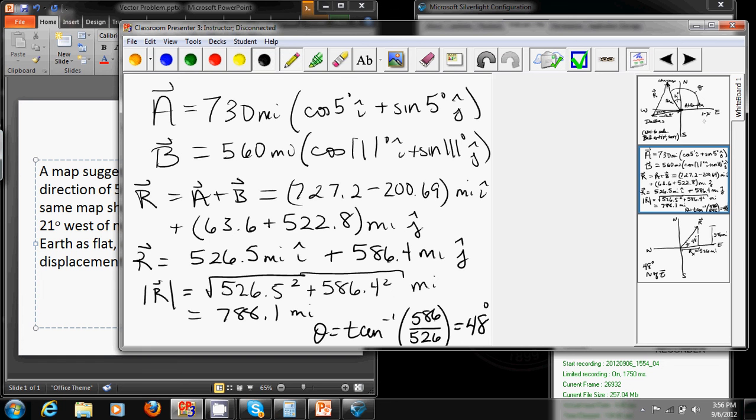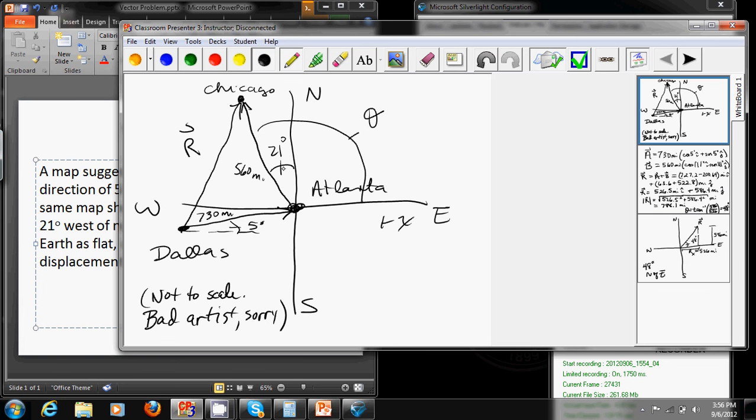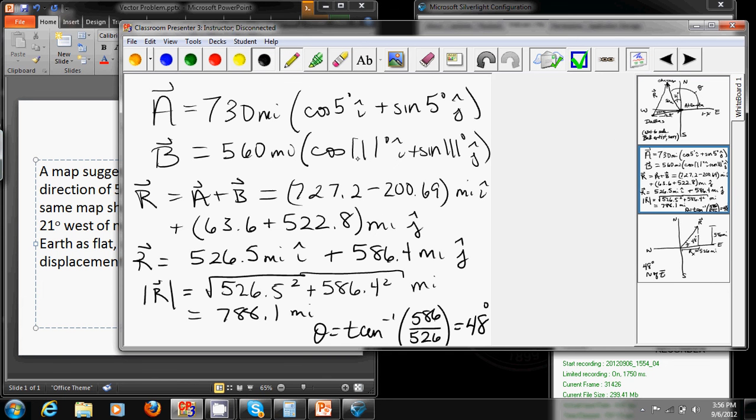Now we're not so lucky with vector B. The angle that we're given is 21 degrees west of north. So in order to find the angle that you want to plug into your formula, you need to find this angle here, which I call theta. That's going to be 90 degrees to get from east to north plus 21 degrees to swing over to this vector. 90 plus 21 is 111 degrees. So that's what I've plugged into my cosine of theta part for the x. So I have 560 miles times cosine of 111 i hat plus sine of 111 j hat.